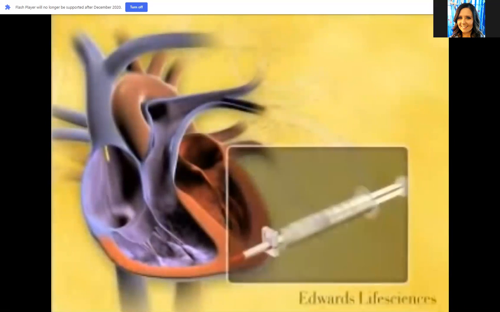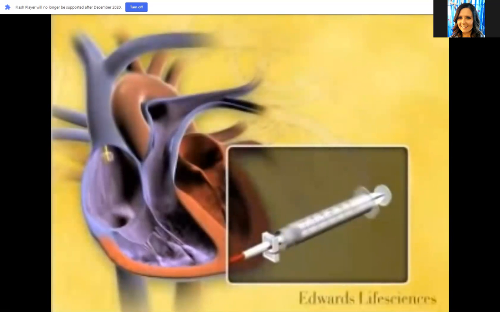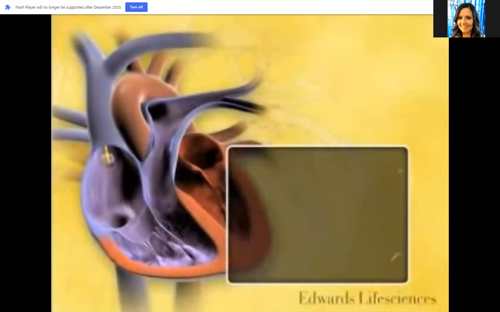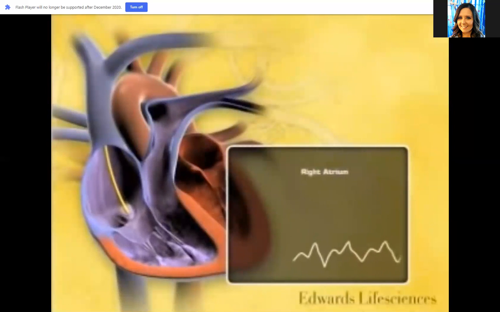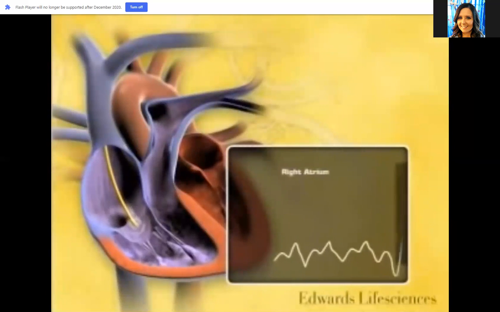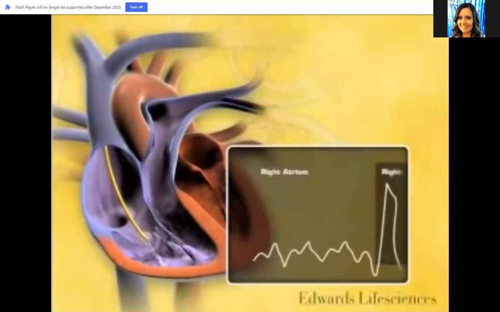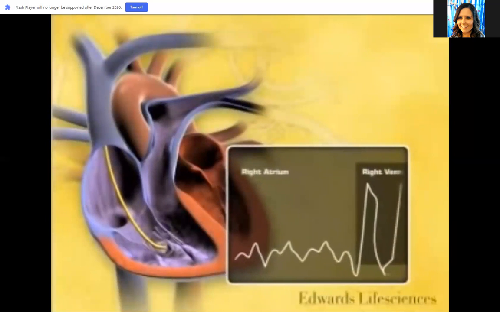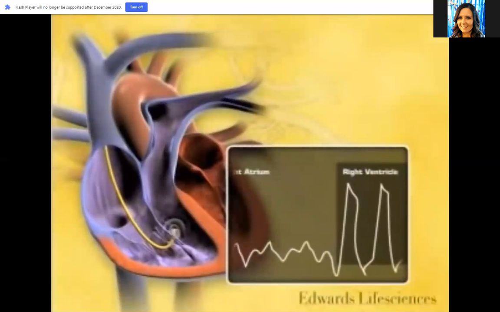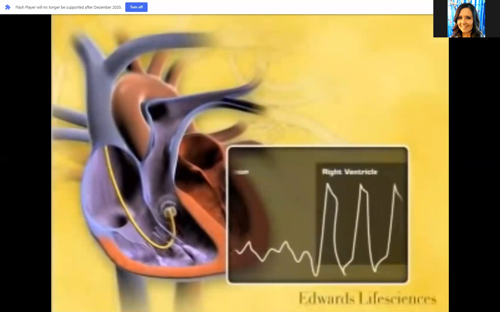So here's our Swan inserted into the SVC, into the right atrium. That balloon is inflated. So now we see a right atrial pressure waveform. And that catheter goes through that tricuspid valve into the right ventricle. Notice that waveform gets bigger. We have a systolic and a diastolic now.